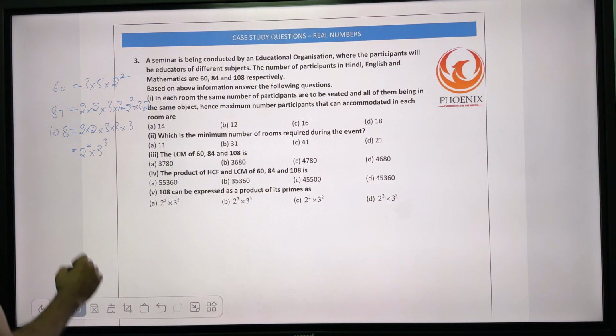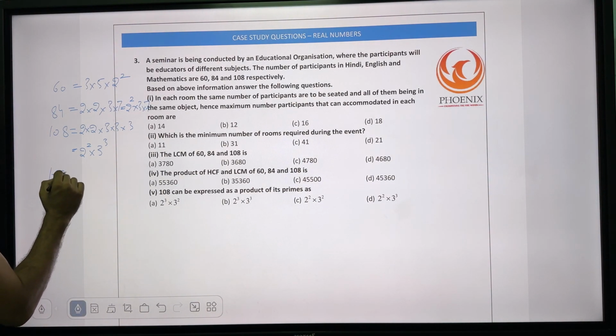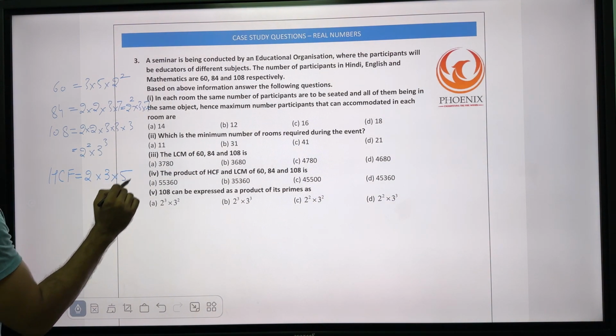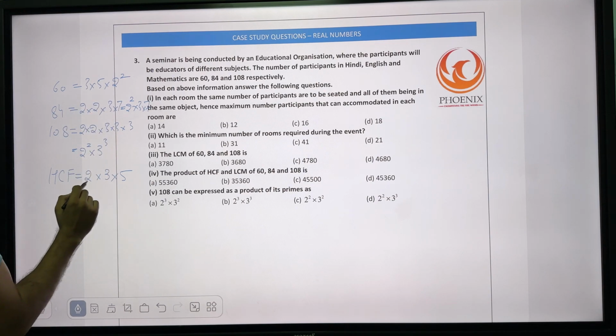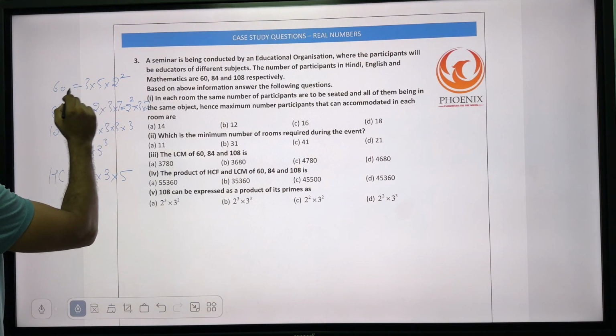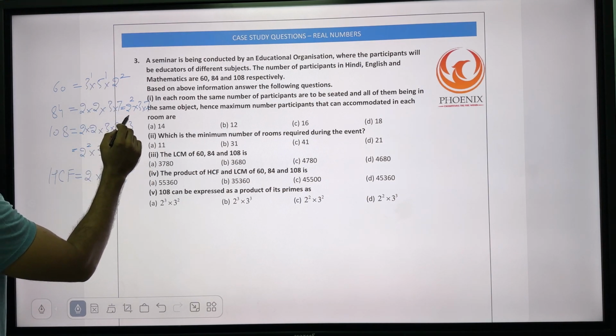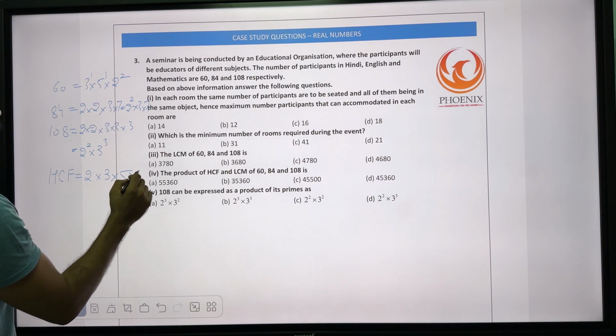And if I want to find the HCF, as we discussed a little while ago, we are going to pick the least power of each of the prime numbers. So what are the prime numbers that are involved? 3, 2 and 5 are involved. So in the first case, we have 3 to the power 1, 5 to the power 1 and 2 to the power 2. In the second case, we don't have 5, and 7 is also coming.